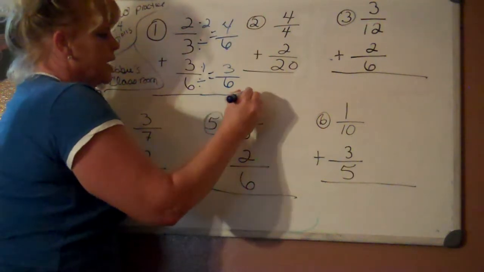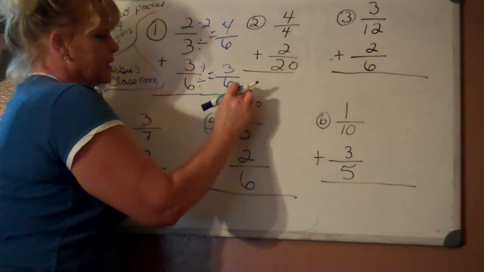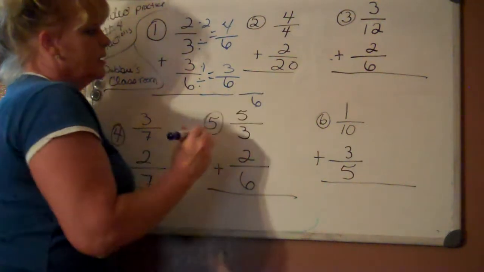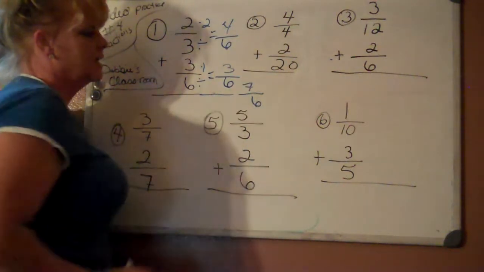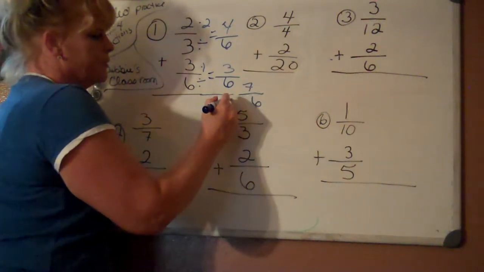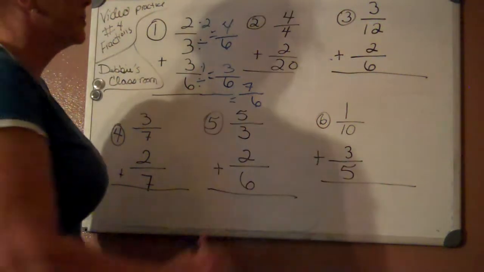The only thing left you have to do now is bring down your common denominator. I didn't leave myself much room, did I? And add the top ones. And that's an improper fraction, but as I told you before, we're not going to worry about that. The reason why it's improper is there's a bigger number on top.